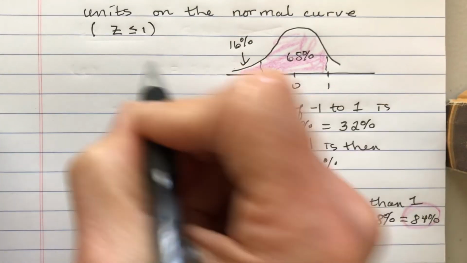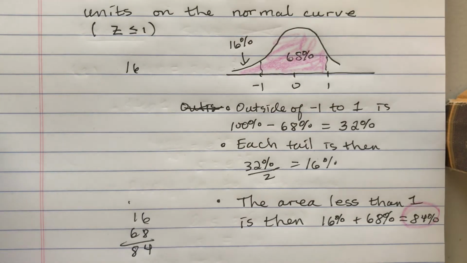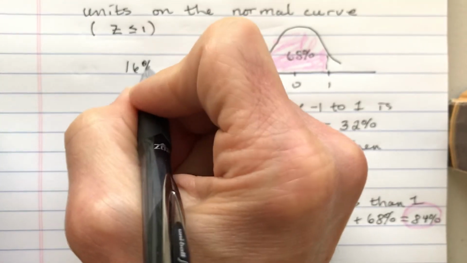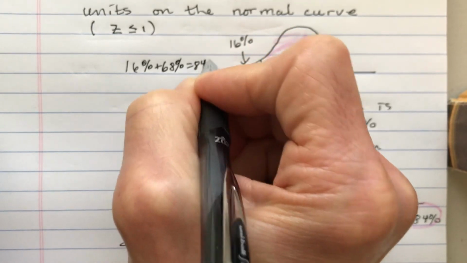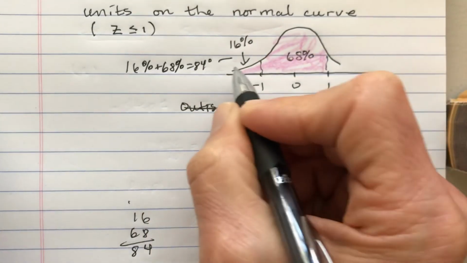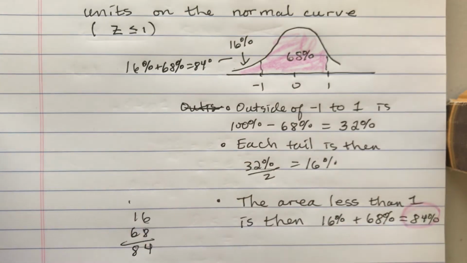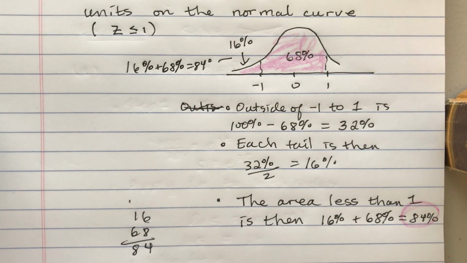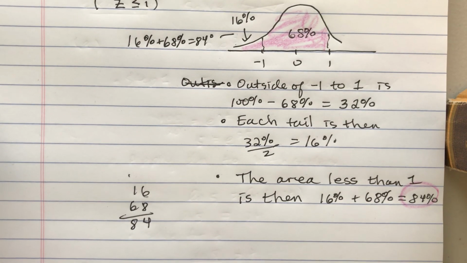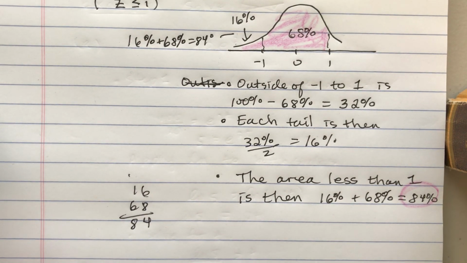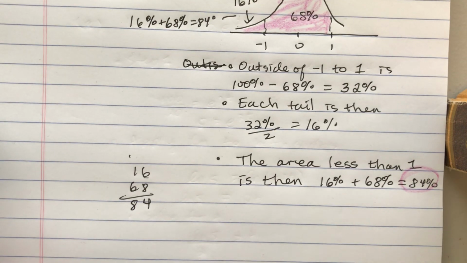So maybe I'll write over here, 16% plus 68% equals 84%. So that's in total what we get there. All right. I feel like now I need to break down and use a calculator, but maybe I'll do that in the next video.